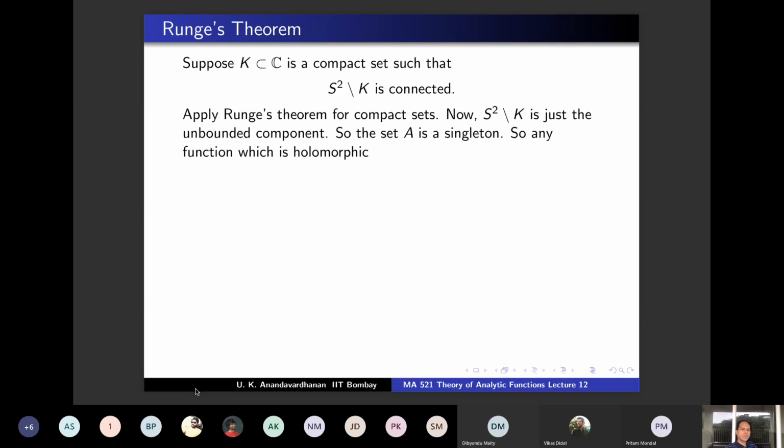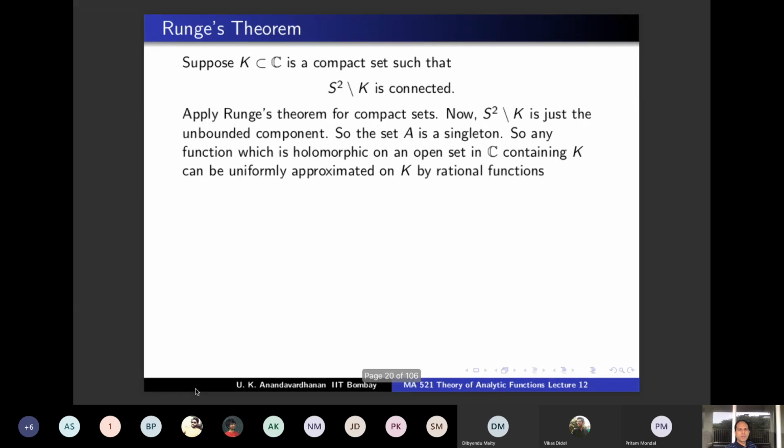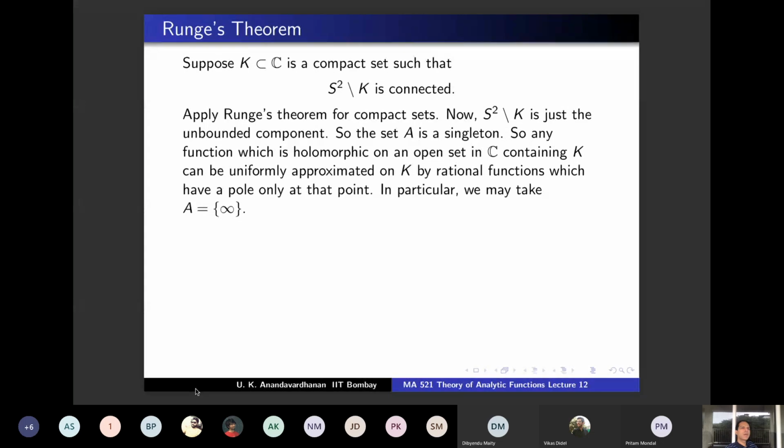So any function which is holomorphic on an open set in C containing K can be uniformly approximated on K by rational functions which have poles only in A, but A is a singleton, so which have poles only at that point. So this is a corollary. In particular, you have the freedom, choosing A is up to you.